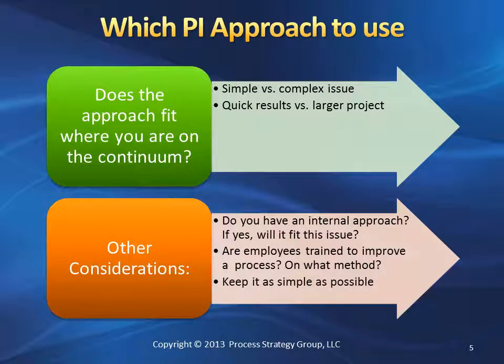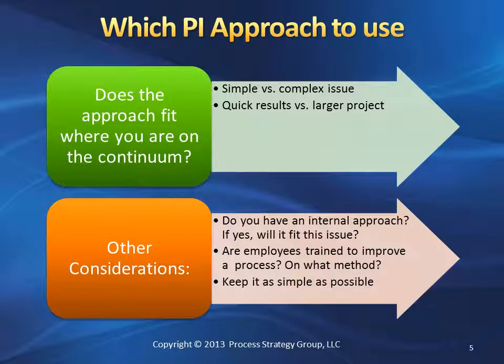Following up on the continuum slide we just reviewed, which process improvement approach you use or should use is based on a number of factors. First, does the approach fit where you are on the continuum? When you start out, keep it simple. You want to make sure you are successful by providing value quickly. Other considerations: do you already have an internal approach? Unless there's a reason to use another approach, stay with what the organization knows.